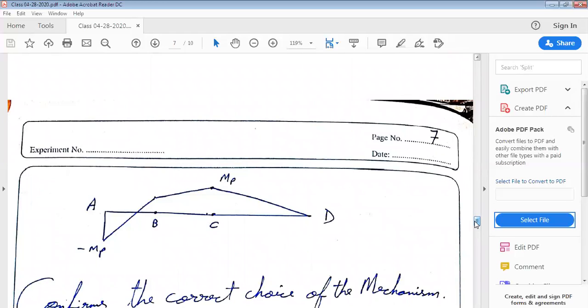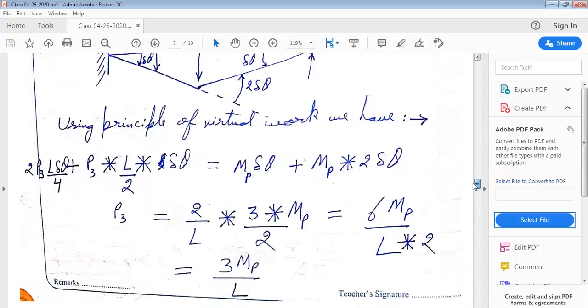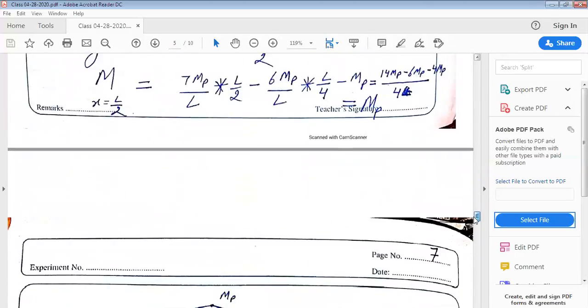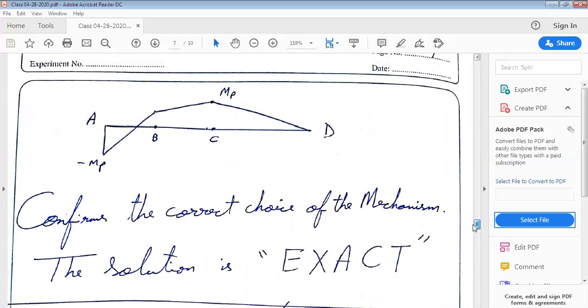So at x equal to 0, the bending moment is minus MP, and at x equal to L by 2, the bending moment is MP. Now, worth appreciating here is that there is no point in the beam where bending moment is greater than the plastic bending moment MP. So this confirms the correct choice of the mechanism. So this mechanism which we have chosen for this particular beam, this collapse mechanism is perfect. And the solution which we have arrived at of the plastic limit load, the solution is exact. So you can see on the screen, I have written exact in capital because this gives us the very appropriate value of plastic limit load.